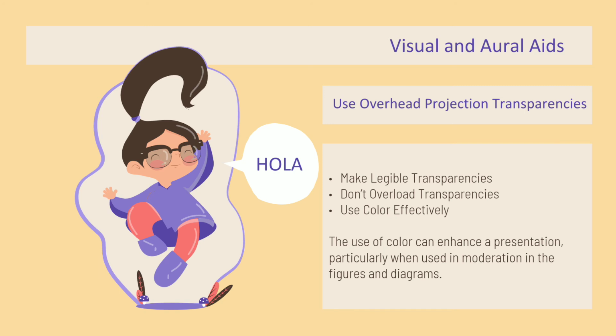Visual and oral aids. Use overhead projection transparencies. Make legible transparencies, don't overload transparencies. Use color effectively. The use of color can enhance a presentation, particularly when used in moderation in the figures and the diagrams. Only use high contrast color combinations. What looks legible and attractive on a computer screen will invariably look worse on the overhead, and keep the number of colors to a minimum.